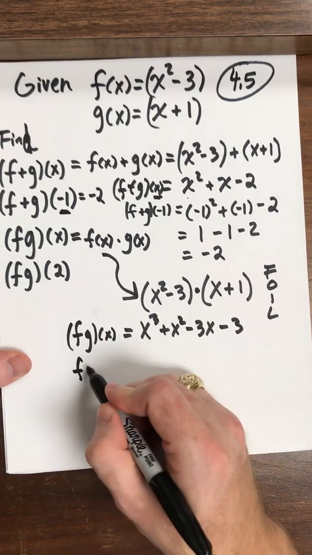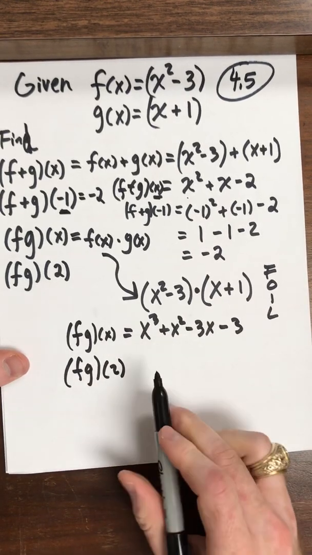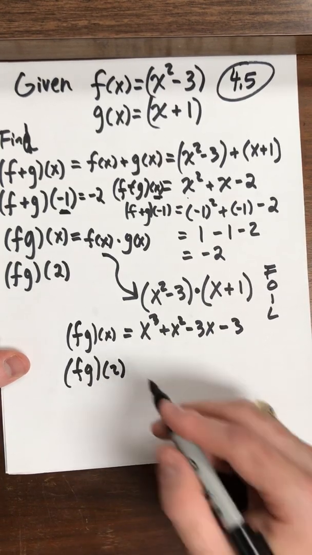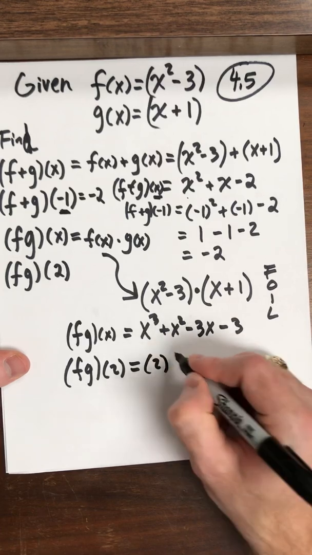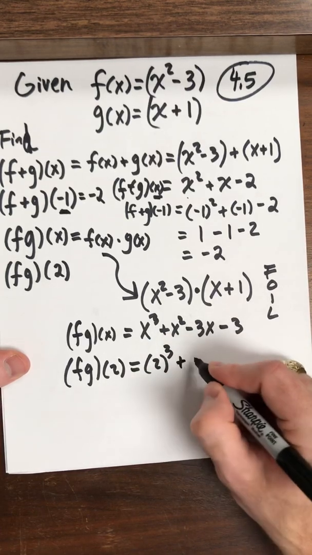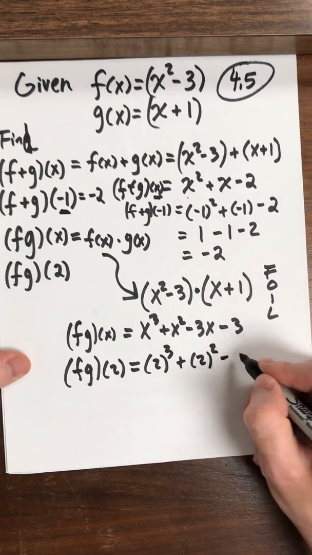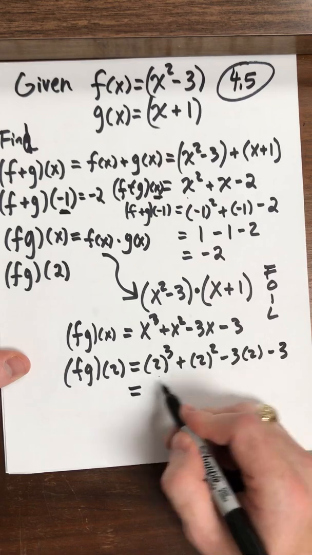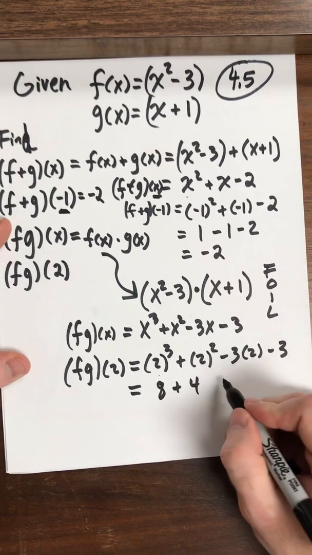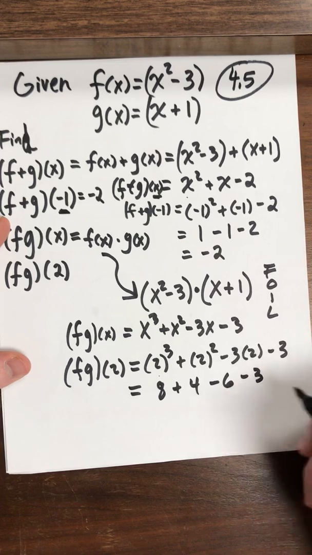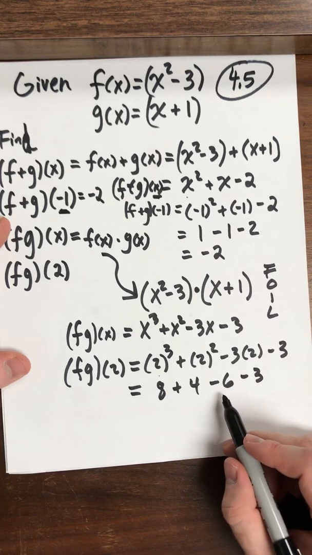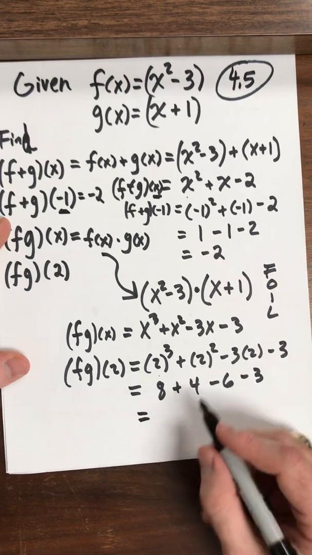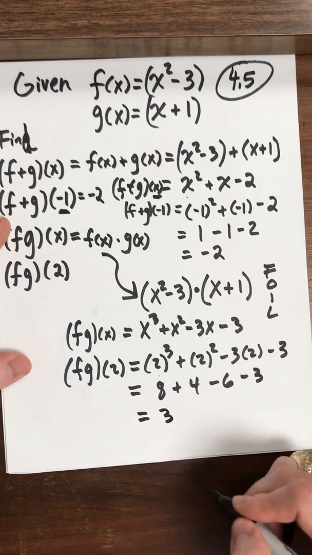If I want to calculate fg of 2, literally everywhere I see an x, I plug in a 2. If that was a dog, I'd plug in a dog, all right? But put parentheses around it. So 2 cubed plus 2 squared minus 3 times 2 minus 3. Ooh, 8 plus 4 minus 6 minus 3. So that's going to be what? 12 minus 9. 12 minus 9 is 3. Okay?